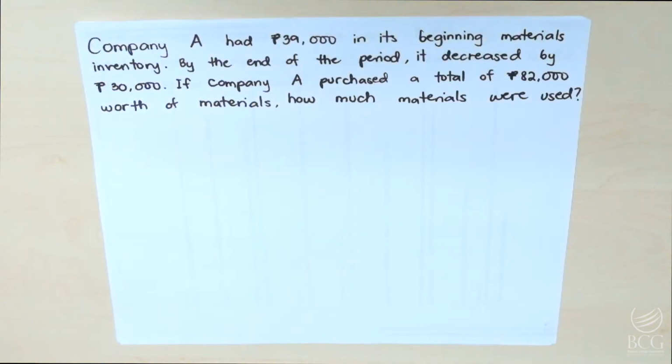Let us now solve the following problems. Company A had 39,000 pesos in its beginning materials inventory. By the end of the period, it decreased by 30,000 pesos. If Company A purchased a total of 82,000 pesos worth of materials, how much were used?